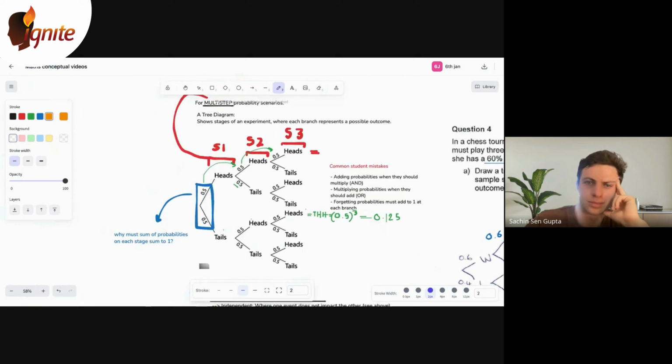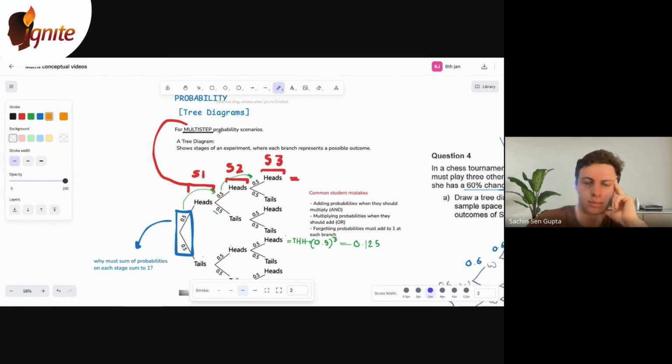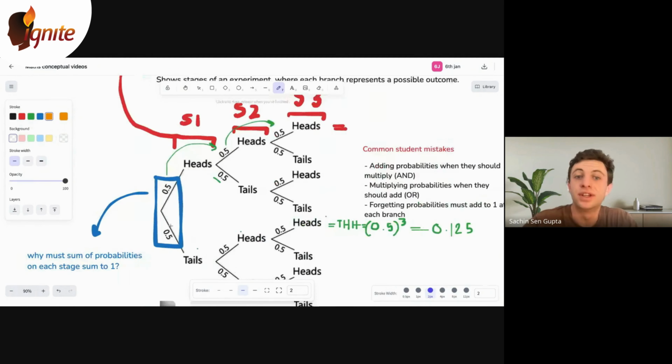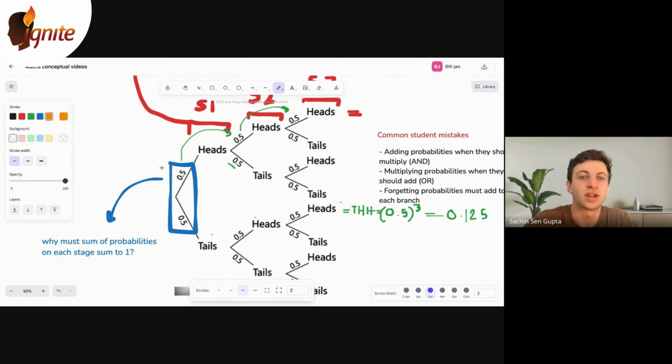To sum up, tree diagram is for multi-step probability scenarios, as in you roll a head and then you flip a dice, or you flip a coin, then you roll the dice, or you flip a coin 3 times, right? The probabilities go on each of the branches. The branches at each stage must add up to 1, right? Yeah, I think that's about it.